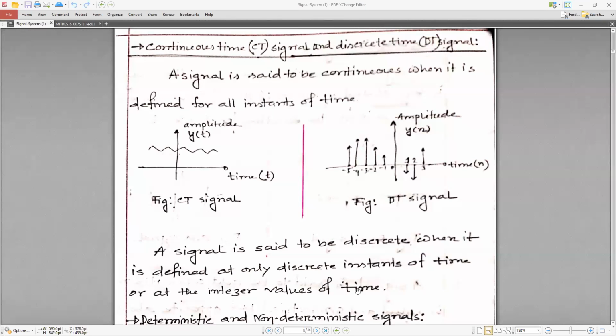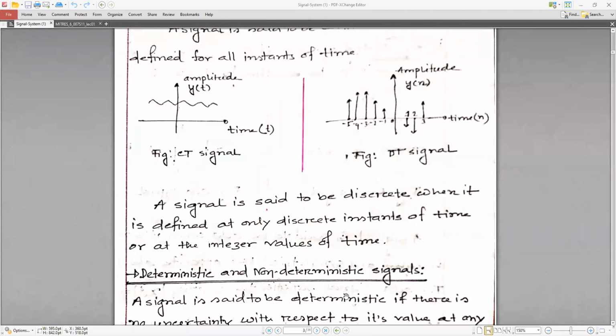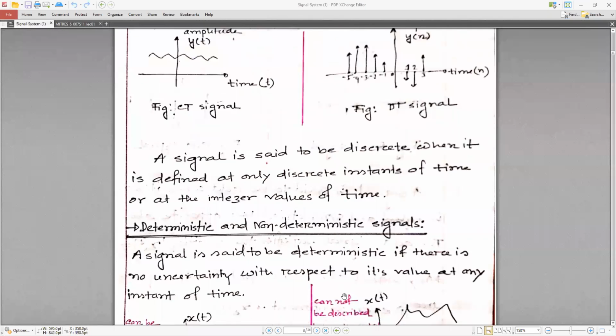Continuous time signal: every time, anytime, you will get the signal. But the discrete time signal, you will not get it all the time, rather you will get it at a certain period.